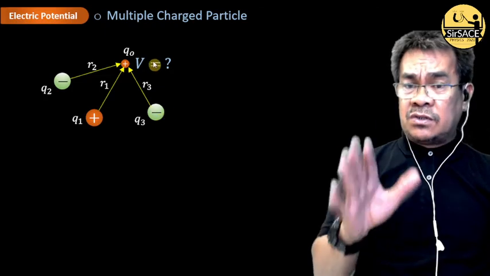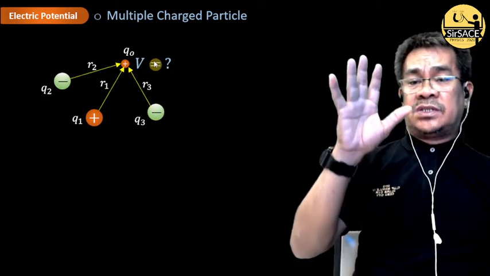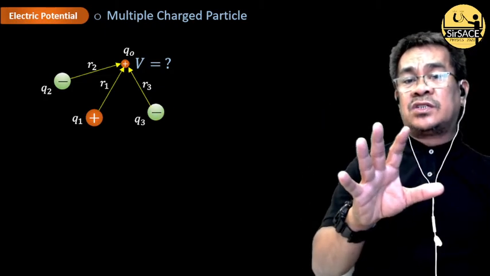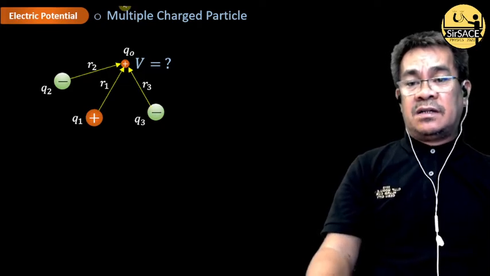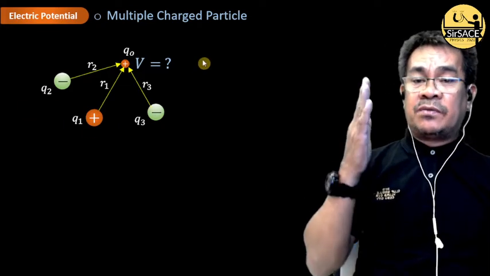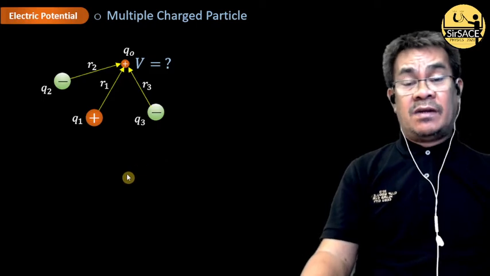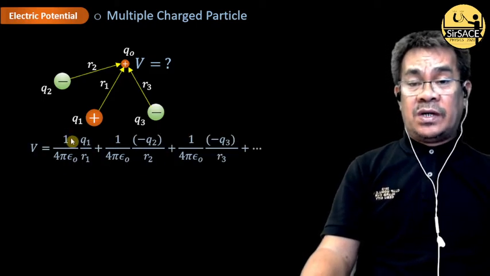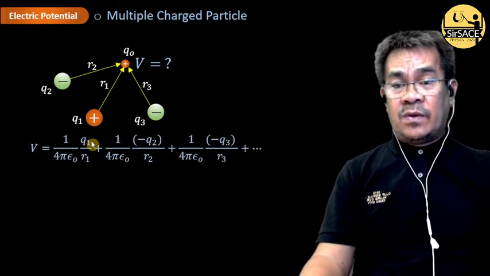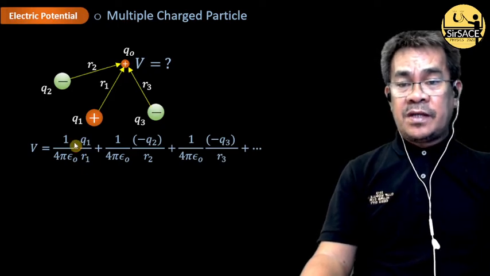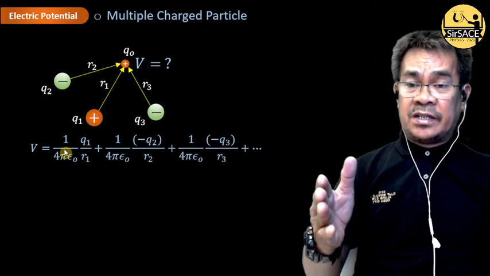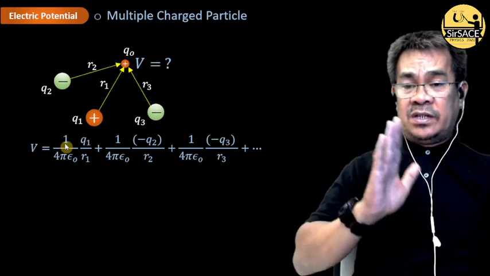So how can we solve it? You can use the single point charge formula on each charge, then add algebraically in a similar way. So we have 1 over 4 pi permittivity, Q1 over R1. Notice that in energy, we have Q naught here, but in this case, we don't have Q naught.